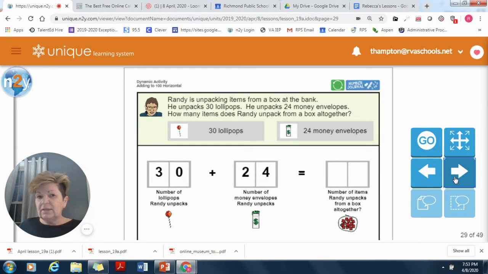What's the first thing that you're going to do? What's the very first thing you're going to do to help keep your line straight? What will you do? Yes, you're going to make your T mark. You ready? Make your T mark.